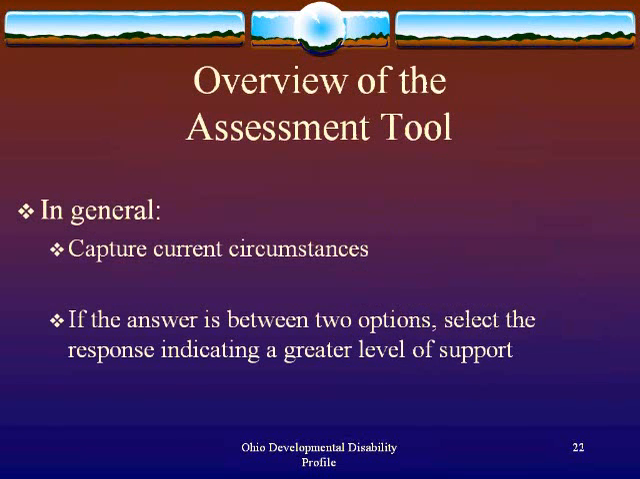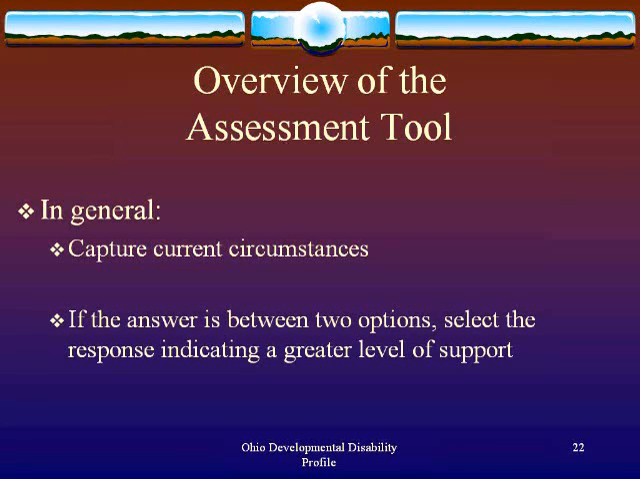Let's move on to an overview of the assessment tool. Like we said, it captures current circumstances. It doesn't capture everything. We would expect you to use your professional judgment when answering a question, but if you really can't decide between two answers, we would expect you to err on the side of caution and then choose the answer which indicates a greater level of support.